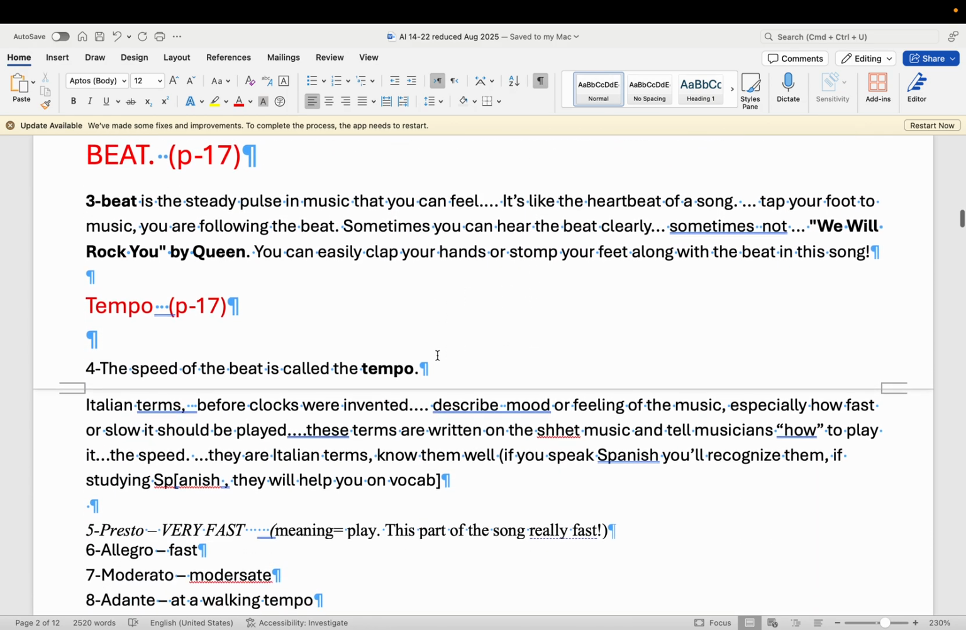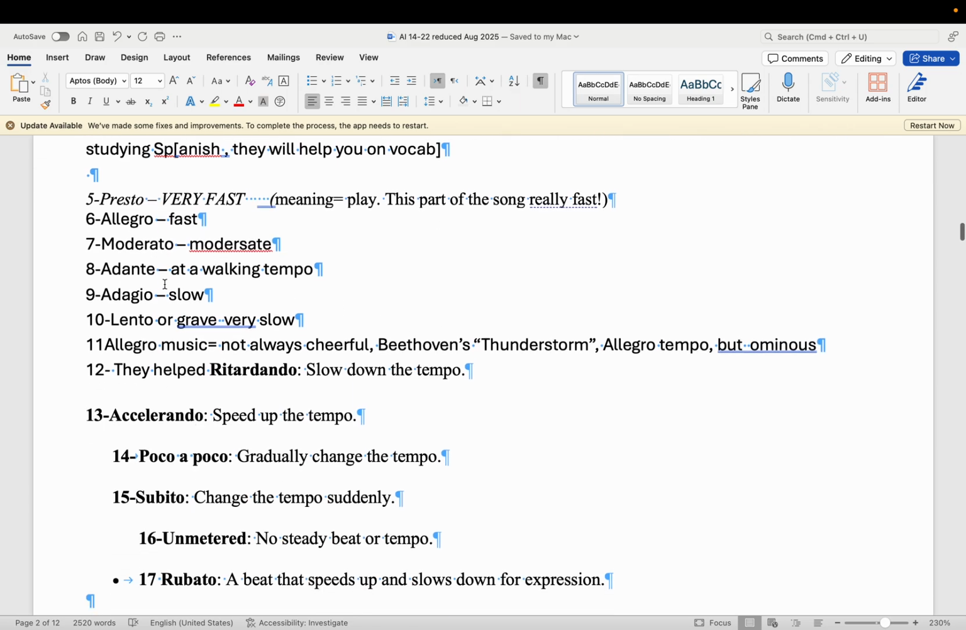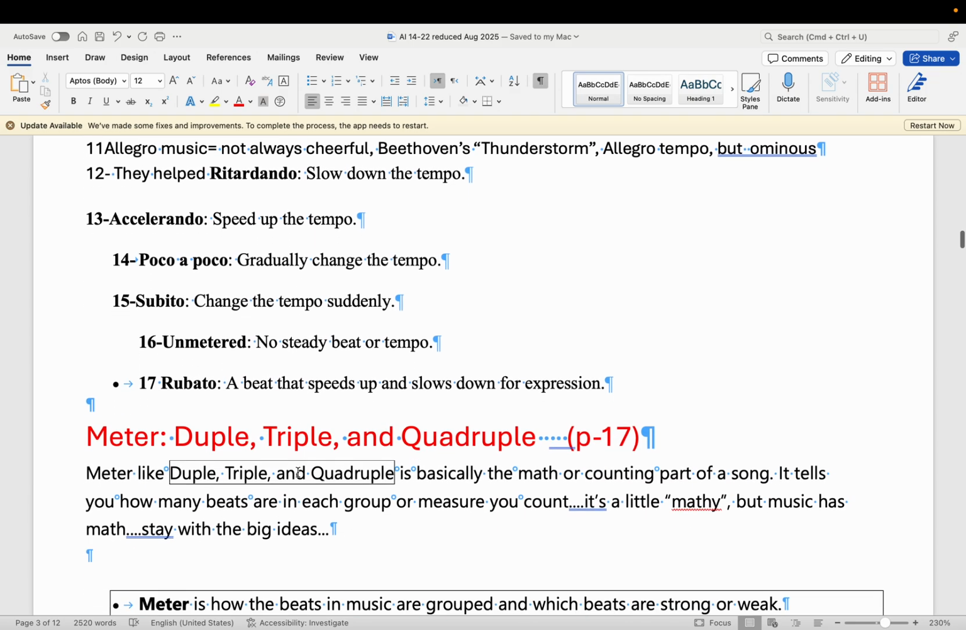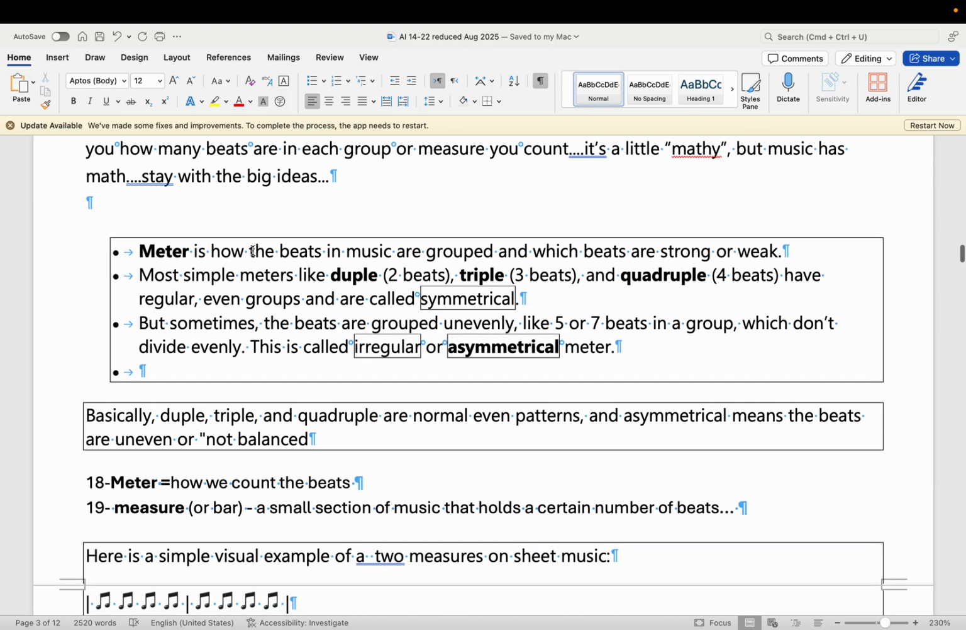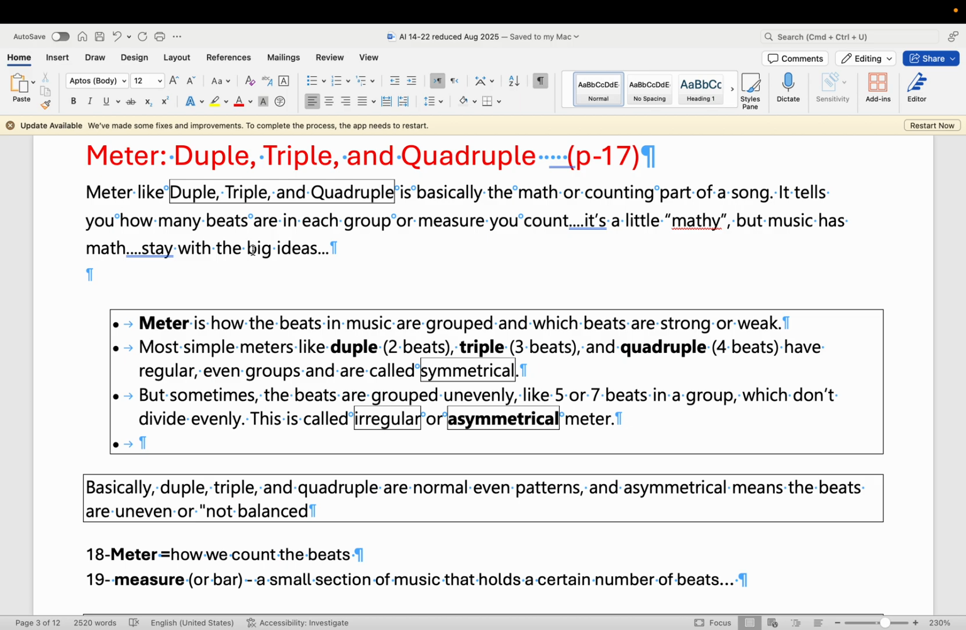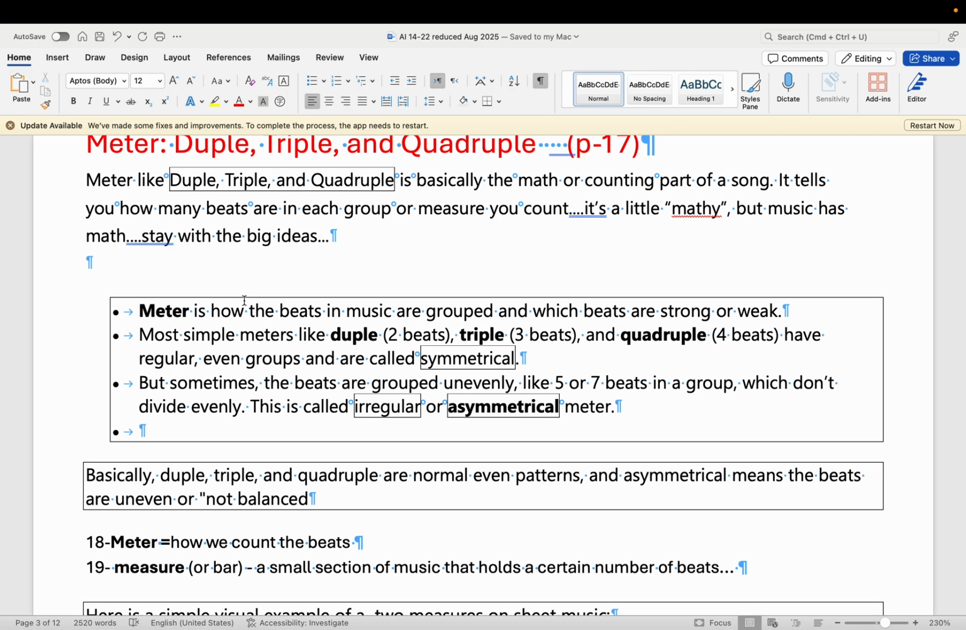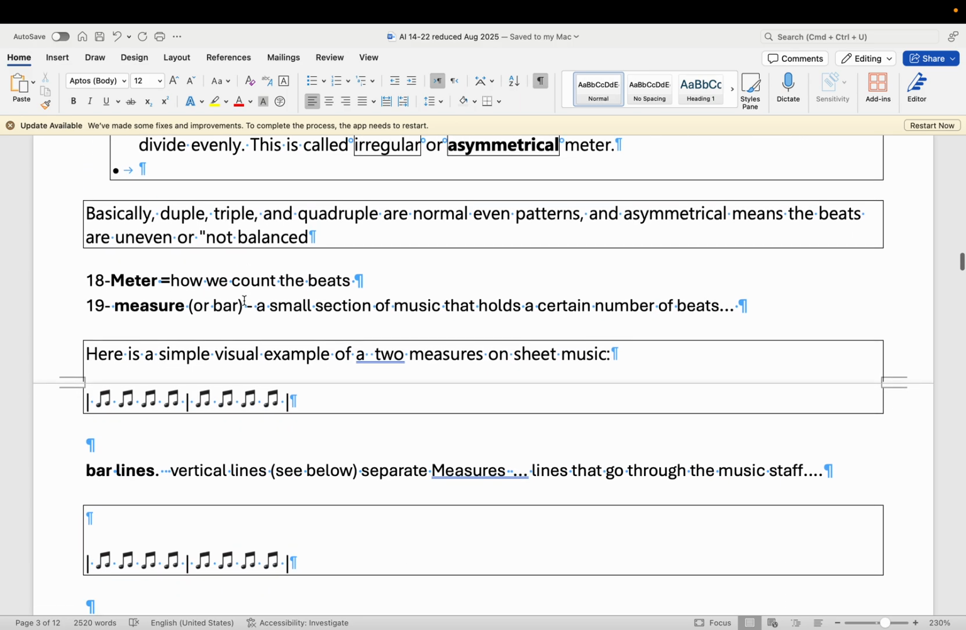Beat, tempo, and then these Italian words you want to know, and they tell people how fast to play the music. You want to know all these Italian words. Okay, this gets confusing in here, but meter, duple, triple, quadruple. Meter is the number of beats, basically. Don't get too upset by the details in here. There's just different types of meters or beats.